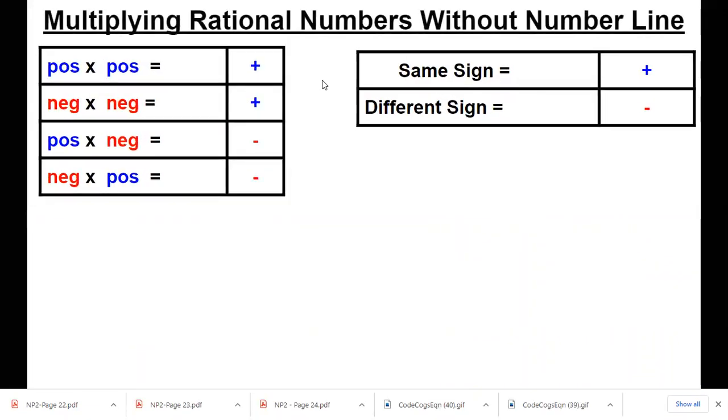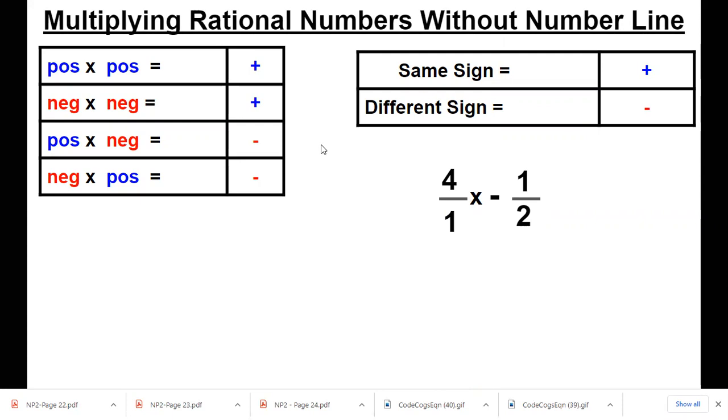Same rules. This time we have 4 over 1 times negative 1/2. Originally it was 4. I put another line here and put it over 1 because I can always put a whole number over the number 1 and not really change the number, because 4 divided by 1 is 4. So I haven't changed the number 4. I've left it a 4. I just made it as a fraction.